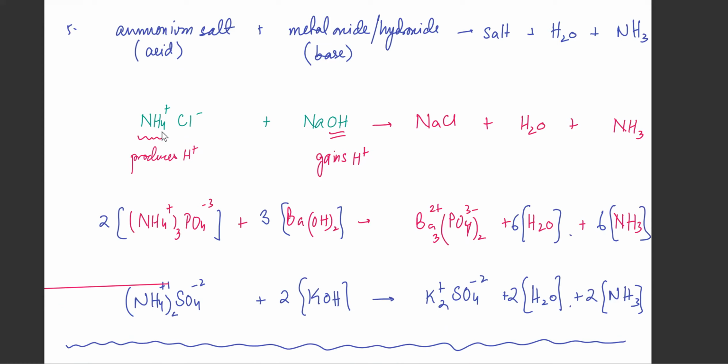The NH4 plus loses H plus. It turns into NH3. The OH ions gain H plus. They turn into water. So it's an acid-base reaction. One of them is losing H plus, so this is acting as an acid. And this one is obviously a base. The OH ion accepts H plus. So that is the reaction that's going on.